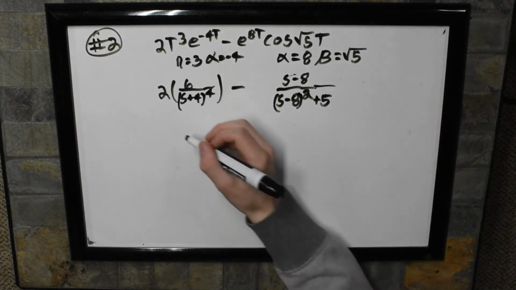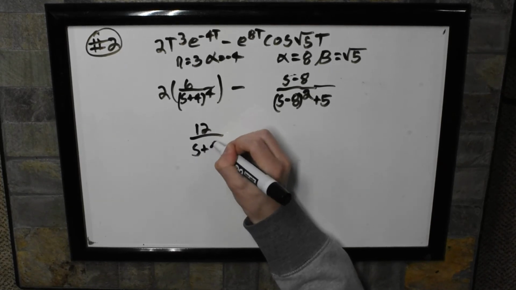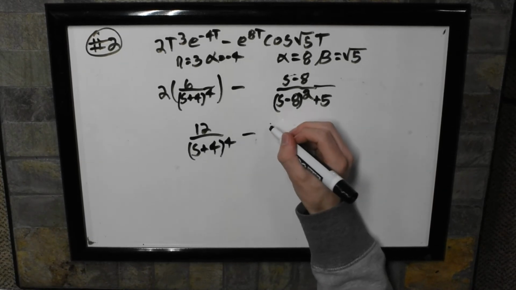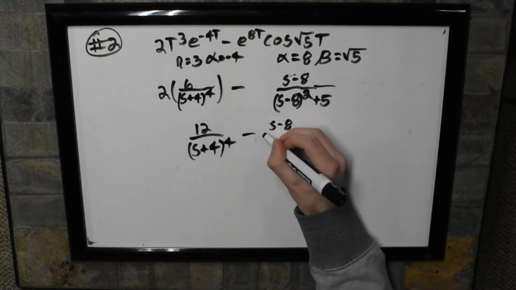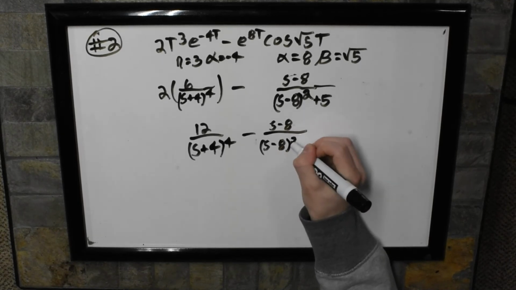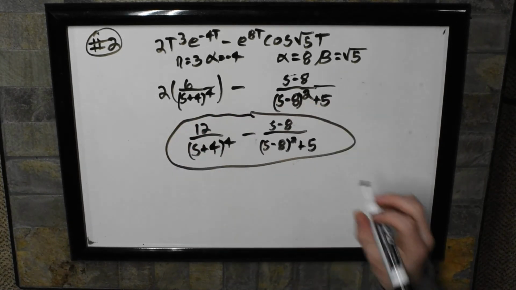And that's going to be it, so we can distribute that 2, and we get 12 over s plus 4 to the 4th in the denominator, minus s minus 8 over s minus 8 squared plus 5. And this is going to be the final answer.